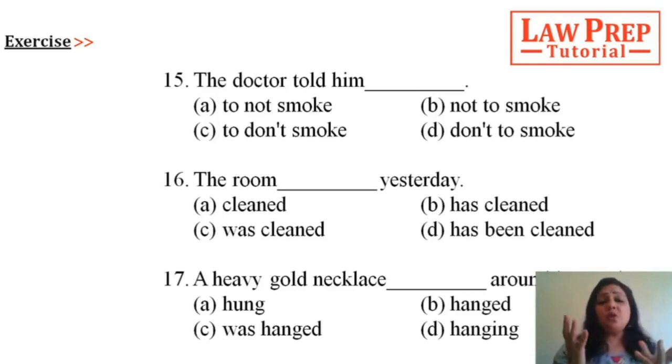So whenever hanged is used, I would just tell you a simple trick to remember the word hanged. Whenever hanged is used, it is used for a kind of persecution, punishment. You know, the 50 robbers were given death punishment and they were hanged with the rope. But otherwise, we use the V2 form, that is hung. And so our answer for 17th question, a heavy gold necklace hung around her neck.